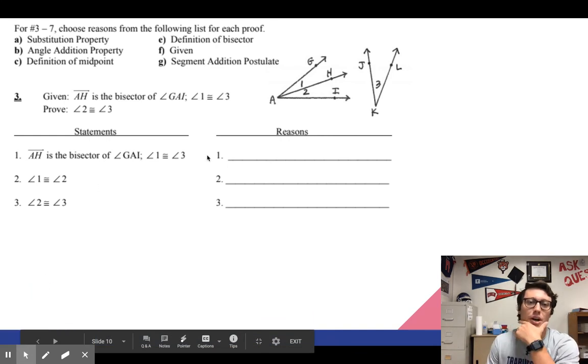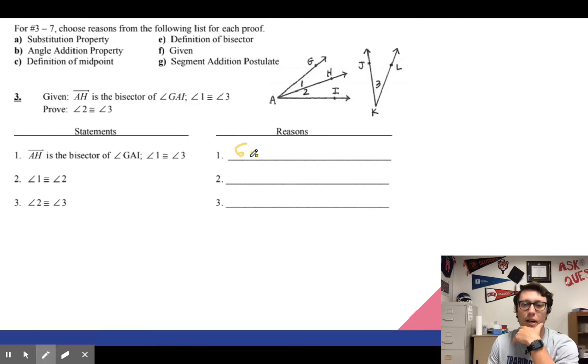Okay, again, always write the word given as our first reason. Okay, so what is actually given to us? Ray AH is the bisector. Bisector means to cut in half. Bisector of GAI, right? And we are also told that angle 1 is congruent to angle 3. So angle 1 is congruent to angle 3, right? That is given to us. Now prove that angle 2 is congruent to 3.